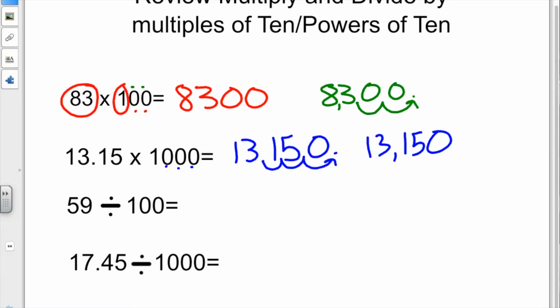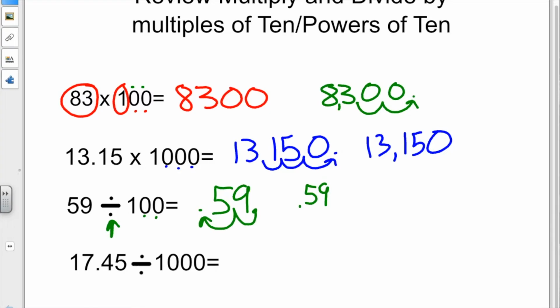For the third one here, we have 59 divided by 100. Where does our decimal point belong in 59? Yes, the decimal point belongs to the right of the ones place. And now we need to move it to the left because we are dividing. We need to move it to the left 2 spots because there are 2 zeros in 100. So to the left, 1, 2 spots. And we get 0.59 as the answer.